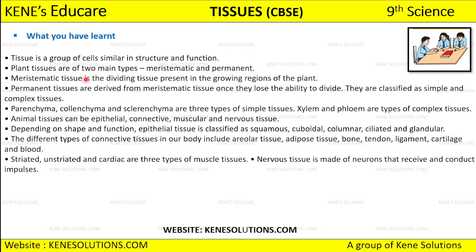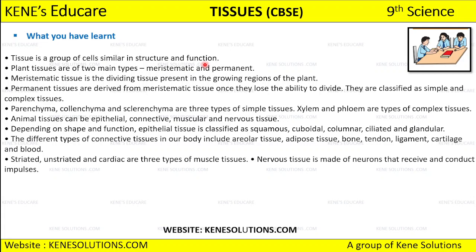Okay, and plant tissues are of two main types. First we have meristematic tissue, and secondly we have permanent tissue. Now meristematic tissues are the dividing tissues present in the growing regions of the plant. We have three different types of meristematic tissue: apical meristematic tissue, intercalary meristematic tissue, and lastly lateral meristematic tissue. Okay, now the second type of plant tissue that we have is permanent tissue. Permanent tissue is derived from the meristematic tissue only.